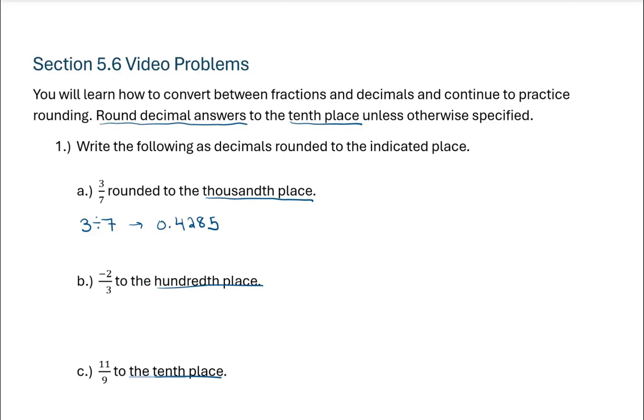In this case, I need to pay attention to the 8 because that is the number in the 1,000th place. I look 1 to the right. It's a 5. 5 or greater means that I'm going up. So I have 0.429 as my rounded final answer. Since I rounded, it's no longer an exact answer. It's only approximate, whereas fractions are exact.